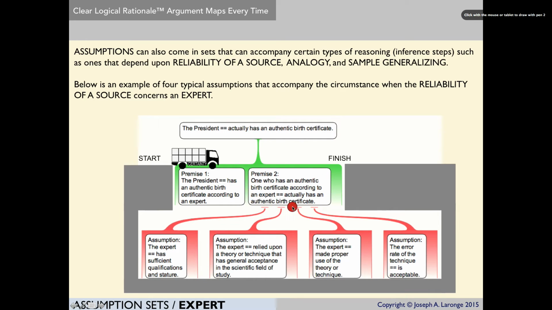Well, as you can see, the truth of this statement here relies on the reliability of a source, and the source here is an expert. And when you're relying on an expert, typically there can be more, but there's at least these 4 assumptions that will always accompany this kind of statement when an expert's involved. The first assumption is that the expert has sufficient qualifications and stature. The next one is that the expert relied upon a theory or technique that has general acceptance in the scientific field of study. The next assumption supporting this premise 2 is the expert made proper use of the theory or technique. And the last one is the error rate of the technique is acceptable.